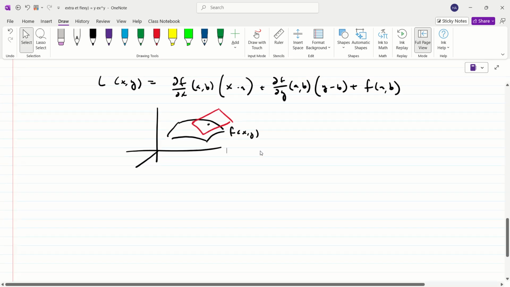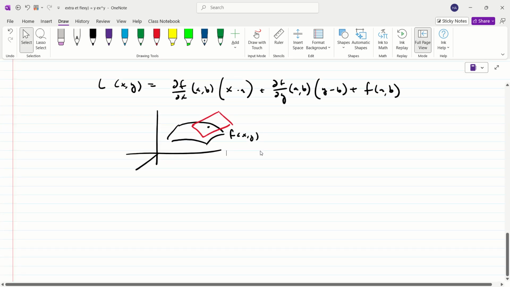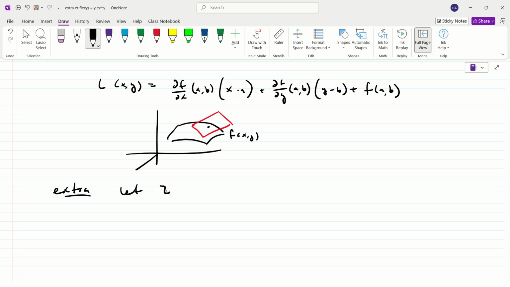So let's look into finding the tangent plane to the following surface. So here's an extra one. Let z equal the natural log of x minus 2y. And let's find the equation of the tangent plane to the surface at the point 3, 1.